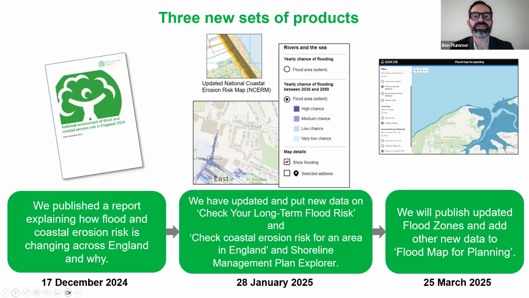And that gives our national explanation, national summary of the current and future flood and coastal erosion risk in England using the new data that we've produced. We hit the second big launch milestone in late January, where we made the new risk of flooding from rivers and sea and risk of flooding from surface water information available on our digital Check Your Long-Term Flood Risk service, as well as our new national coastal erosion risk information. And I think John will be talking a little bit more about those data products in a moment.